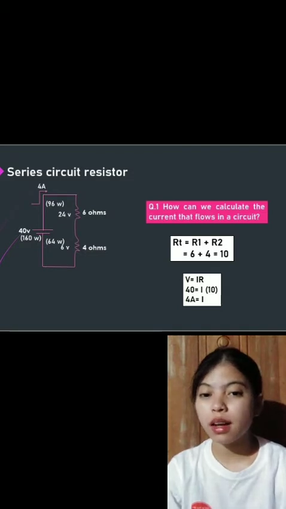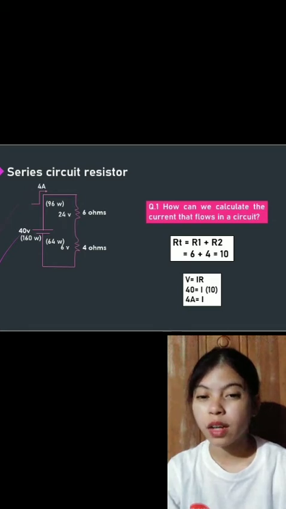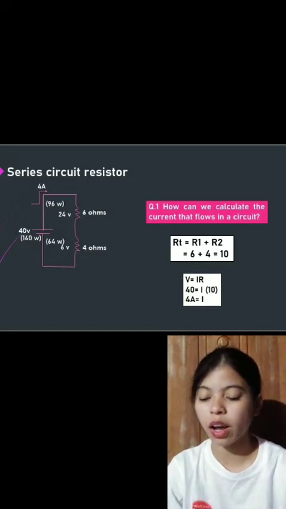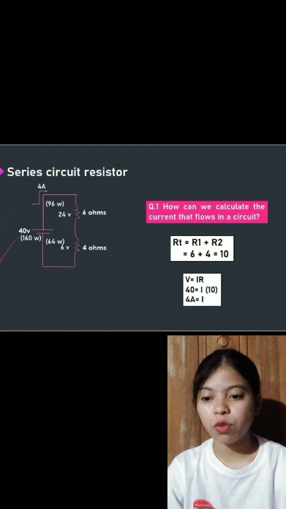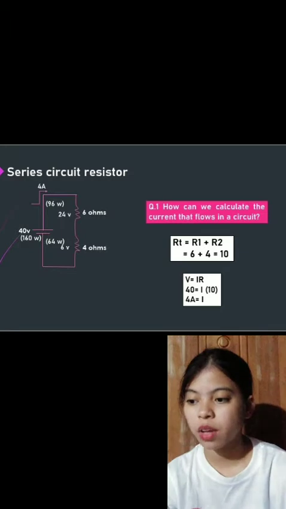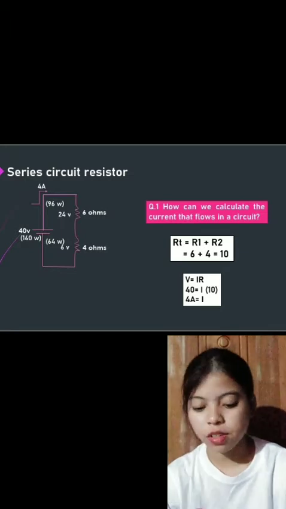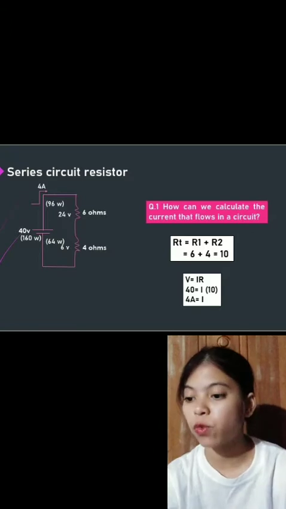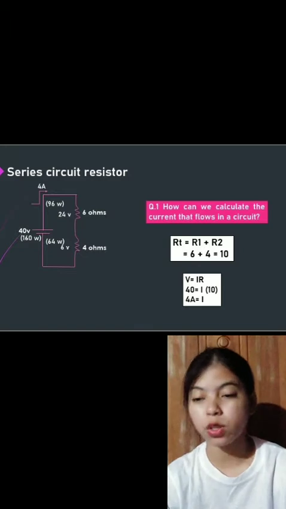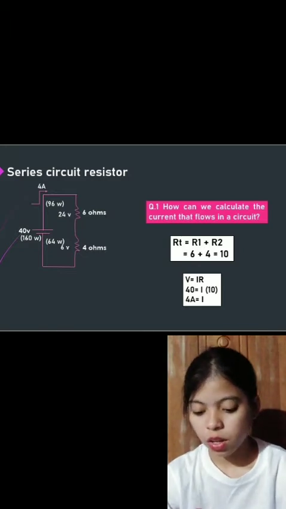As you notice, every time we solve any circuit problem, the first thing you need to look for is the current. By calculating the current that flows in a circuit, let's say that we have two resistors, the first one is 4 ohms and the second is 6 ohms. Then we have a voltage of 40 volts.